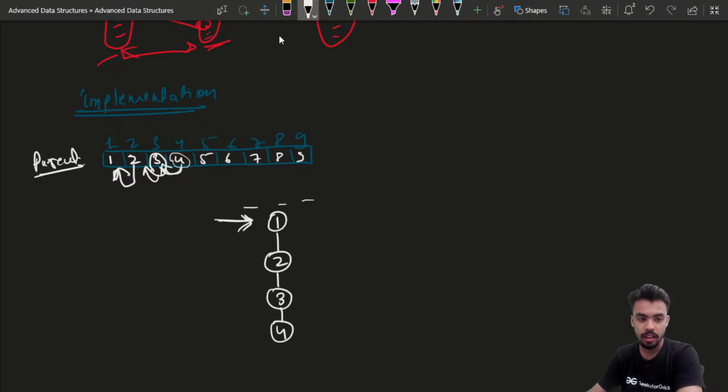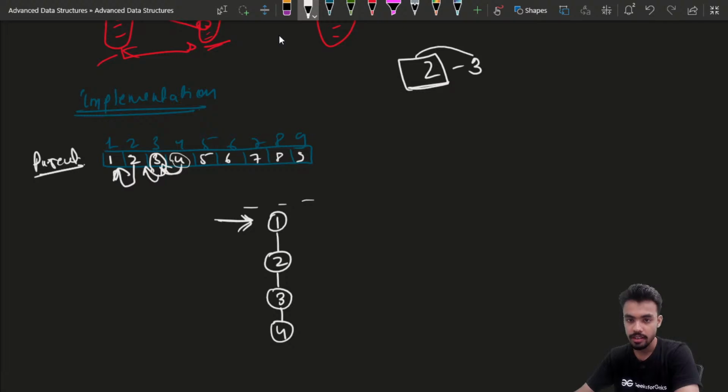So by this method you can connect directly. If you are getting some query like 2 to 3, you can just make the parent of 2 equal to 3. Okay, you don't need to care about anything else.